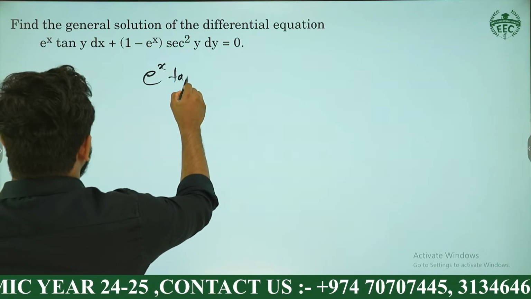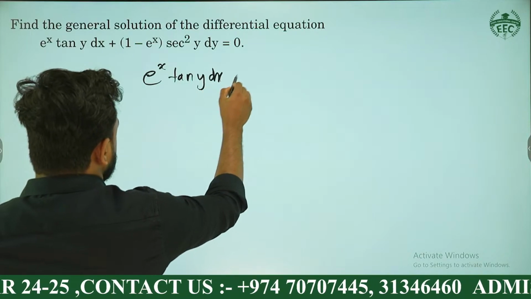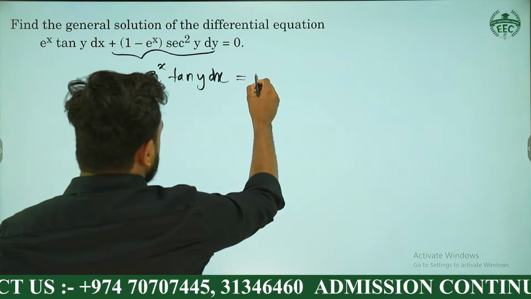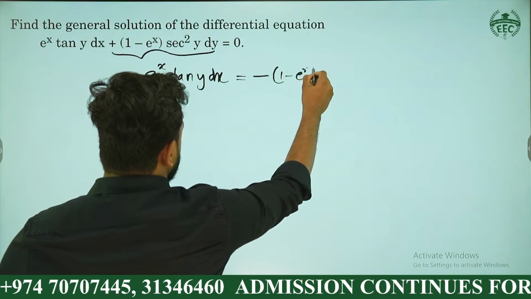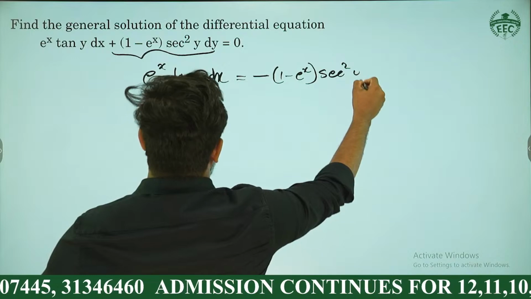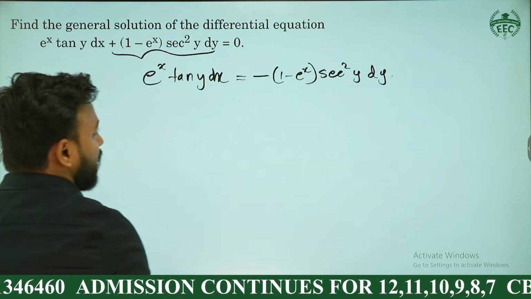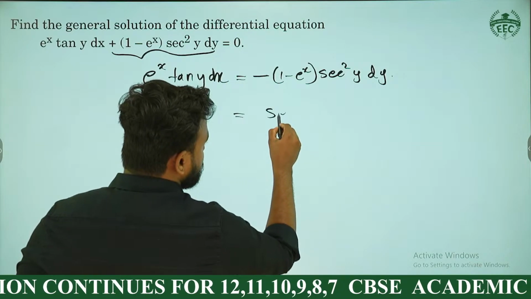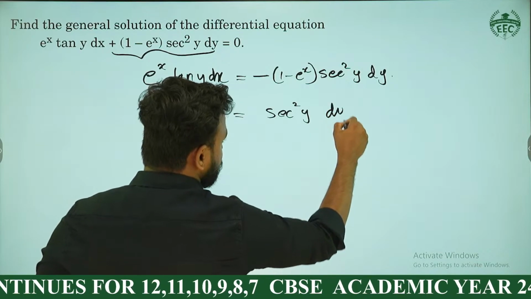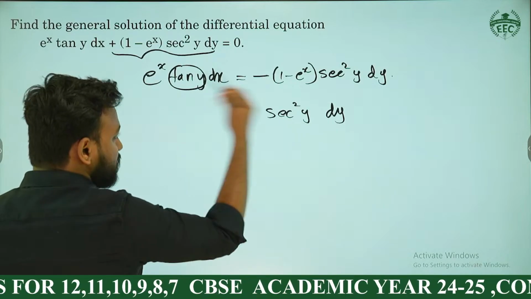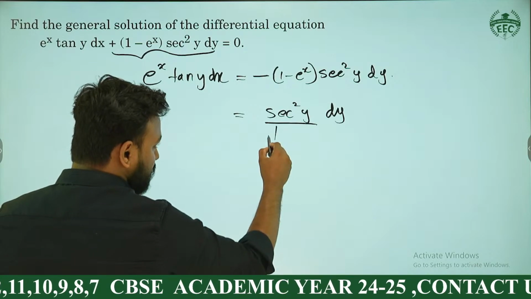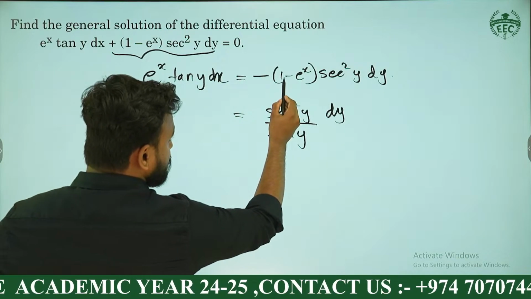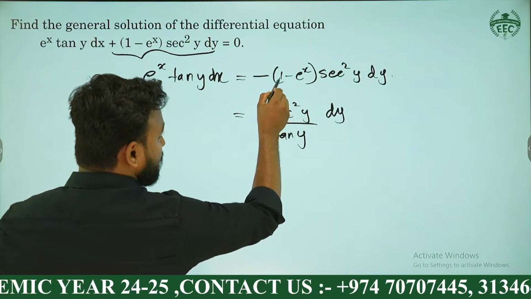e raised to x tan y dx, I'll put that here, and I'm going to take this term to that side. Then what you will get? Negative 1 minus e raised to x sec square y dy. Here you can see on this side sec square y dy is there. Then I'm going to take this tan y to that side, divided by tan y. Ready? Then this negative goes inside. This e raised to x becomes positive and that 1 becomes negative.